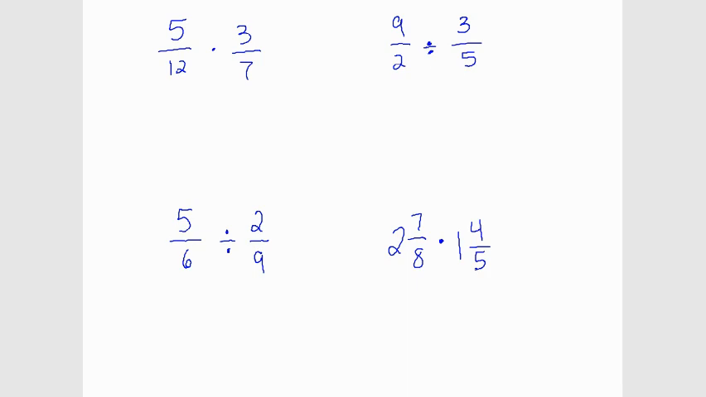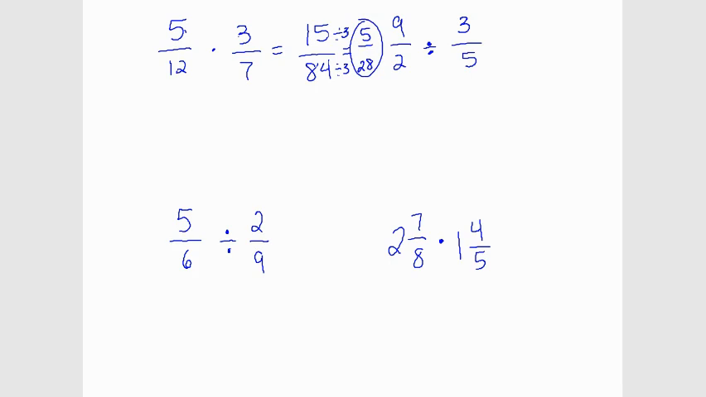So in this first one, we got 5 times 3, that's 15, and then we got 12 times 7, which is 84. Now, is there a simplification I can do? Yes, I know that these both have a common divisor of 3. And so this becomes 5, and then 84 divided by 3, that would be 28. So my final answer is 5 over 28.